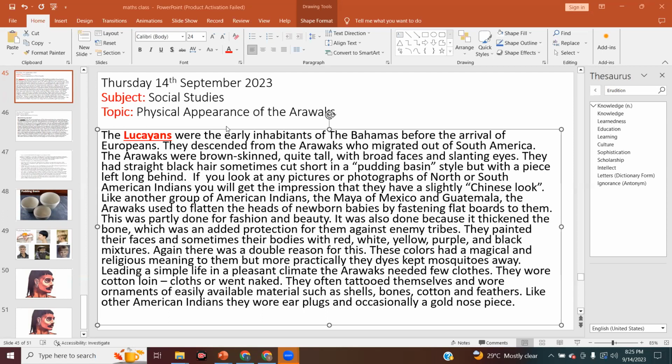So the Lucayans were descendants of the Arawaks. They were brown-skinned people, tall, with broad faces, slanting eyes, and straight black hair. They flattened their heads in order to thicken them, to protect them against the tribes. They painted their faces. They wore little clothing, and they made their ornaments from things that were readily available, like shells, bones, cotton, feathers, and stuff like that.